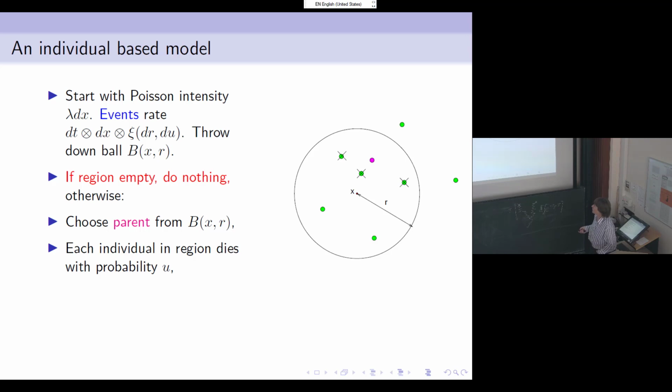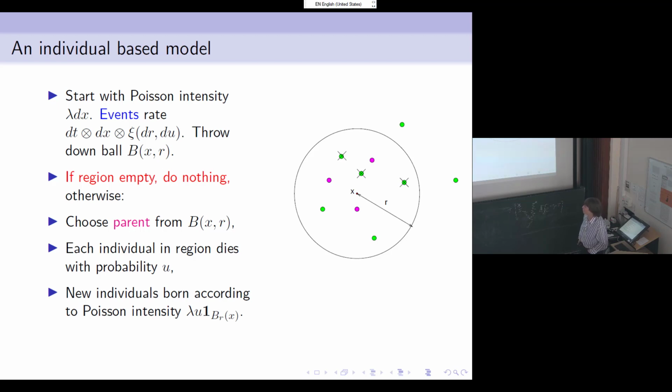Each individual in the region dies independently with probability u. Remember, u is a probability, so each of these just flips a coin, and if it comes up heads, they die. The parent may die, though they haven't in this example. And then I replenish the population within the ball by throwing down a Poisson process with constant intensity. But the intensity now is only within the ball, so it's the indicator of the ball, and it's not lambda, but lambda times u, in order to approximately replace the individuals I just killed.